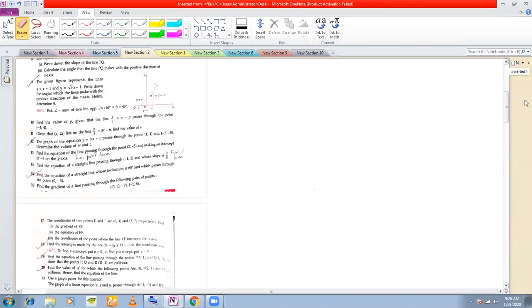Let us see number 12. The question here is: the graph of the equation y is equal to mx plus c passes through the points (1, 4) and (-2, -5). Determine the value of m and c. This is number 12. The given equation is y equal to mx plus c. What form is this? Slope intercept form. Okay, this is given to you. They may not have given it to you also, but they have given it. Big-hearted the people they are.